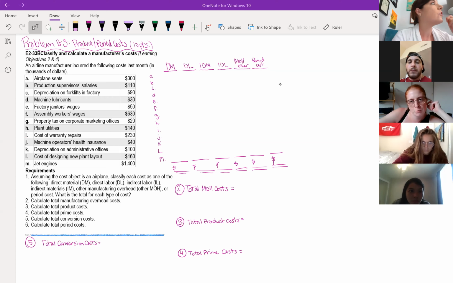An airline manufacturer incurred the following costs last month. Airplane seats for an airline manufacturer.